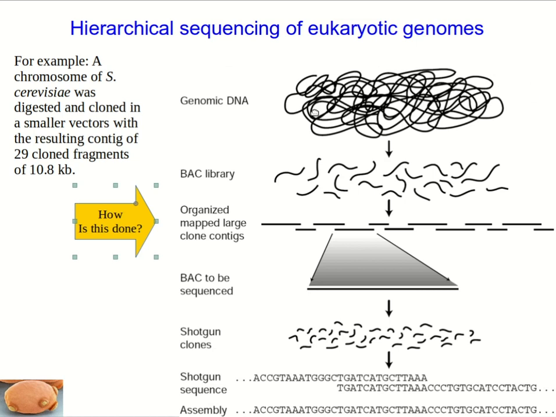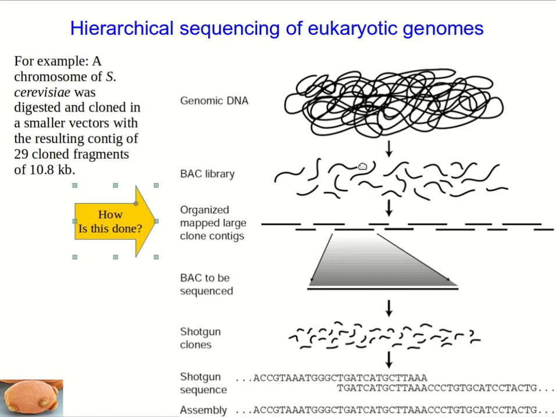The first step is obtaining the genomic DNA, so this is the same as for prokaryotic genomes. Then we cut it up in random fragments. The difference here is that these fragments are maybe 100 times or more larger than the fragments that were made from the prokaryotic genome. In this case, we make a BAC library. BAC stands for bacterial artificial chromosome, and these are vectors that can take much longer inserts compared to plasmids, for example.